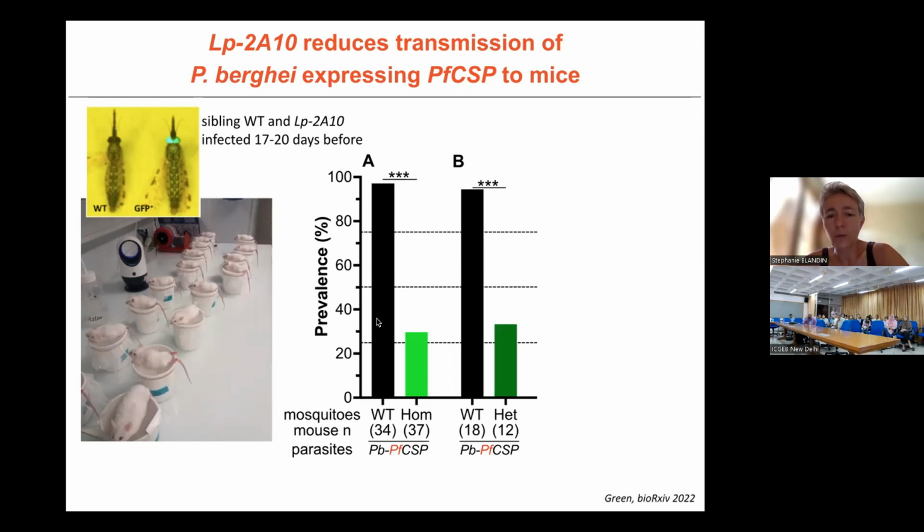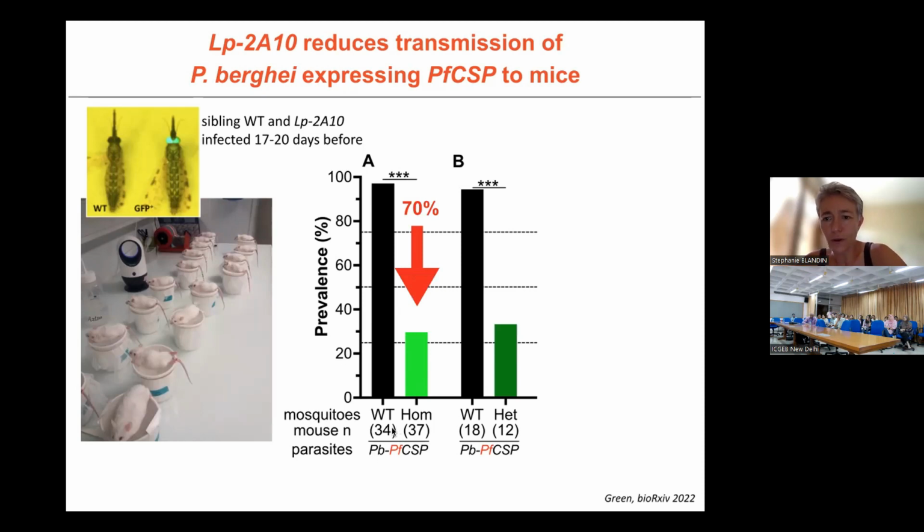mice were bitten by wild type mosquitoes, almost 100% of the mice get infected. However, if they are bitten by homozygous mosquitoes expressing the 2A10 antibody, there's a decrease by 70%. And this is more or less the same when they are bitten by heterozygous mosquitoes, meaning that just a little bit of the antibody is actually enough, or even if the quantity is a bit lower, it's still very efficient at decreasing transmission.